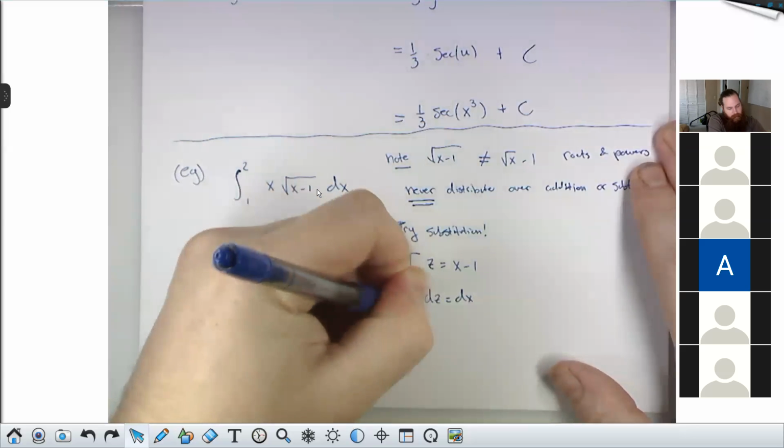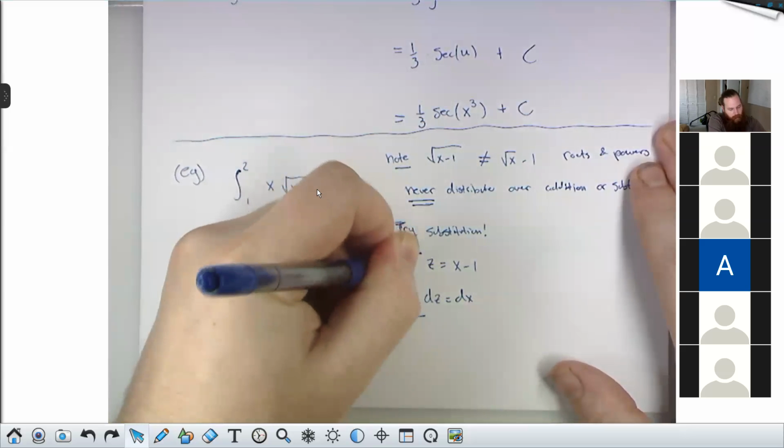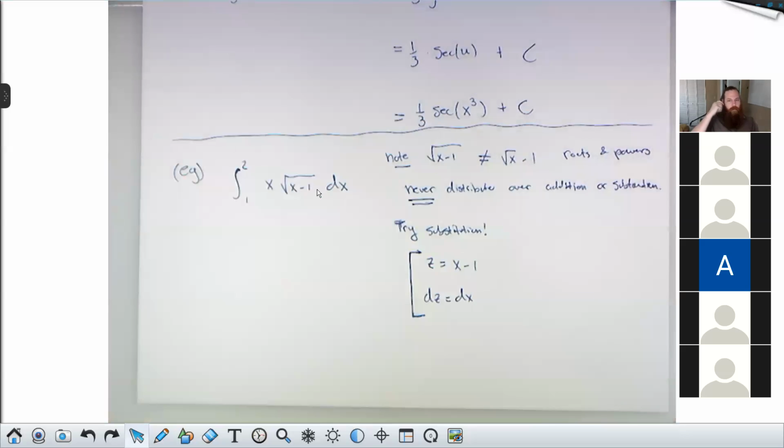But also, this is a definite integral. And I know your Calc 1 teacher may have told you something different. The rule in Calc 2 is you must change your bounds. You can't ignore the bounds and then go back to the original variable at the end and evaluate between the original bounds. No. Anytime you make a substitution in a definite integral with bounds, you've got to change the bounds.